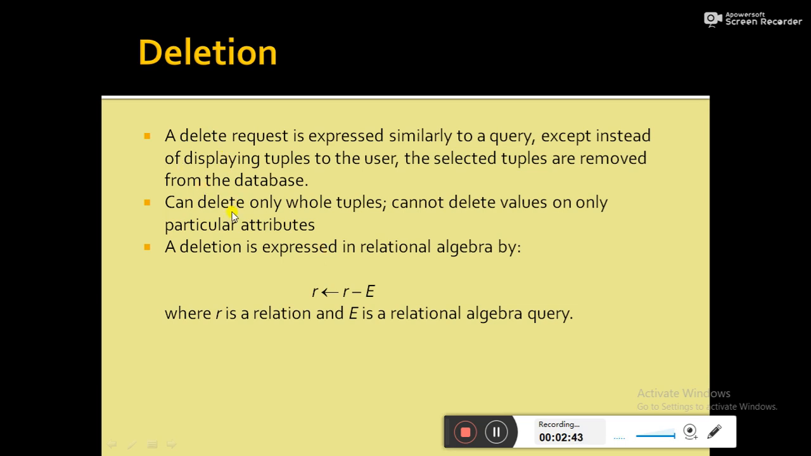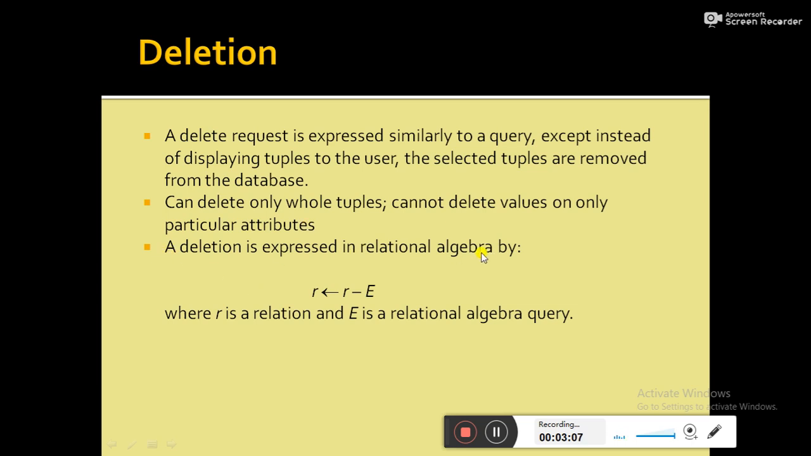And an important point is that we can delete only whole tuples. This is very vital. We can delete a whole record or whole tuple, but we cannot delete a particular value on a particular attribute. Means we cannot delete a value against a particular attribute, rather we can delete the total record, total tuple.